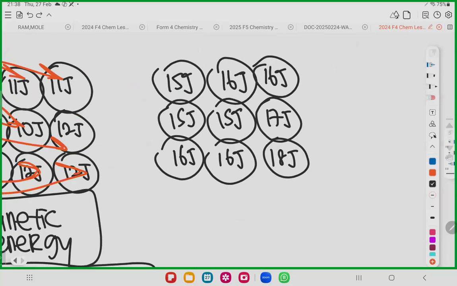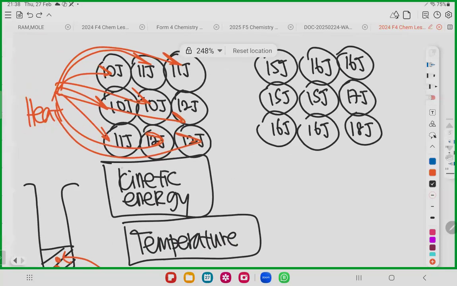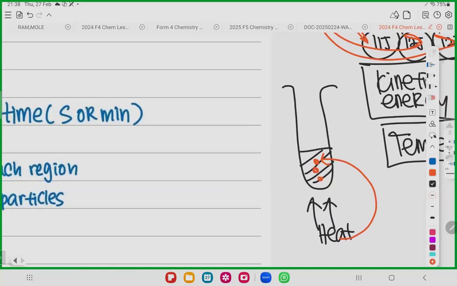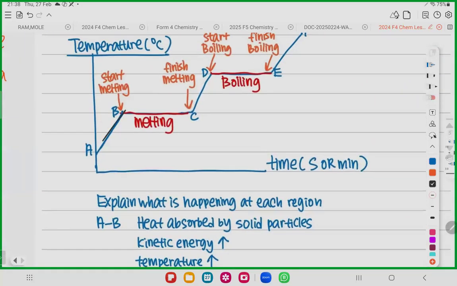So now what happened here? When you heat the substance, all these particles absorb the heat, right? The heat goes inside the particle. So now your particle gets more and more energy. When the particle gets more energy, what happens to temperature? When kinetic energy increased, temperature increased. That is the reason why at here temperature goes up.